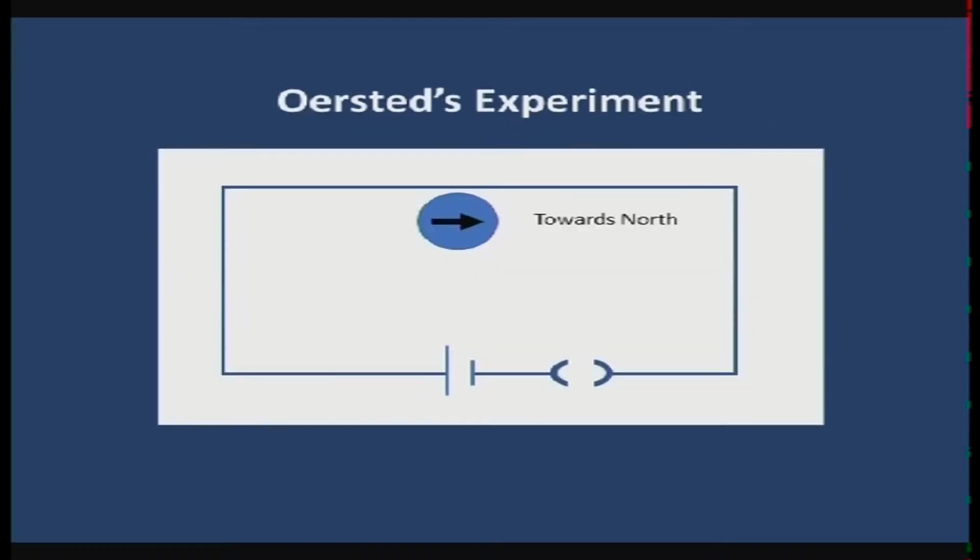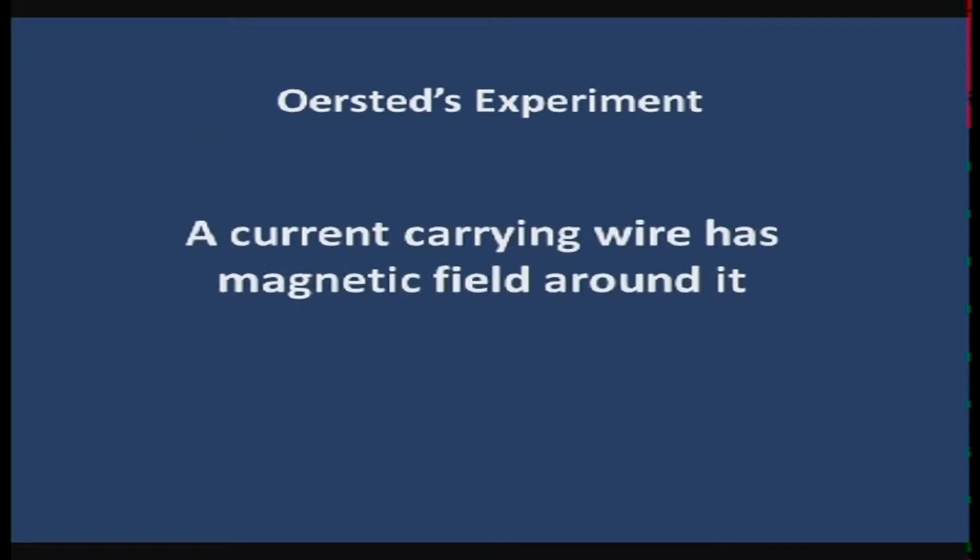We have discussed Oersted's experiment. Magnetic compass which will point towards north will get deflected when there is current in the wire. So, we have learned that current carrying wire has magnetic field around it.